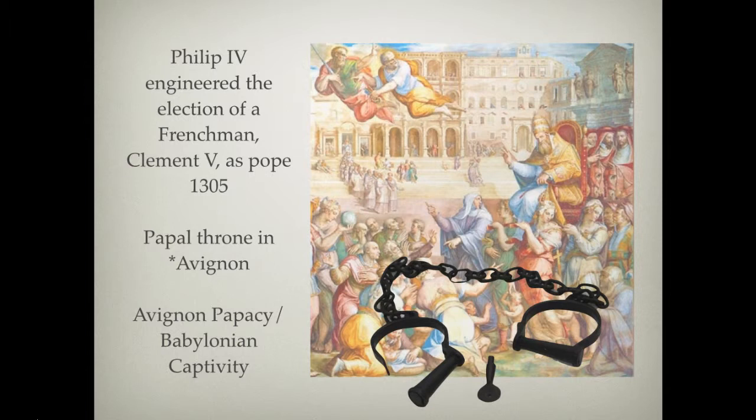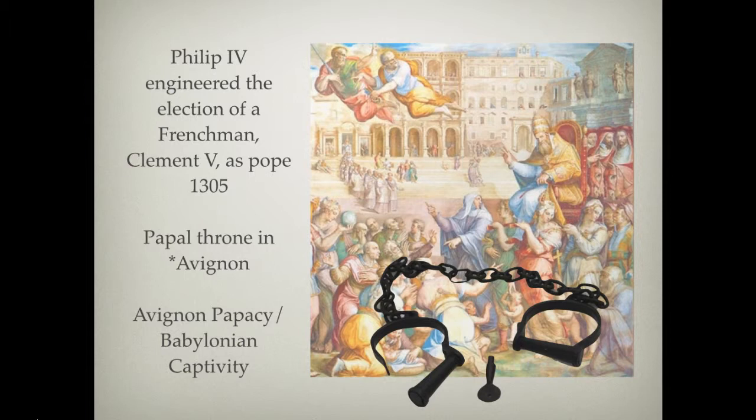Now, of course, this papal throne is in Avignon, no longer in Rome. And so here we have a pope that is in the line of Peter. Remember, because we need apostolic succession, and he's elected in France and remains in France.